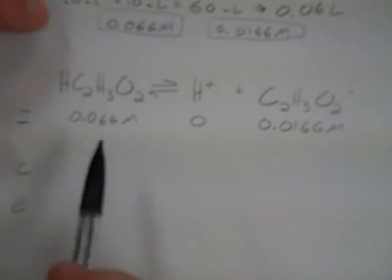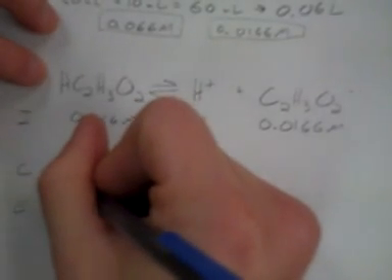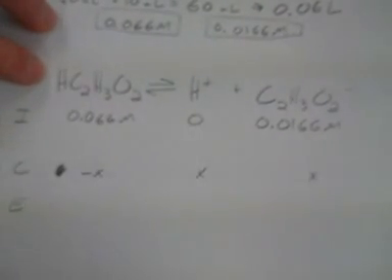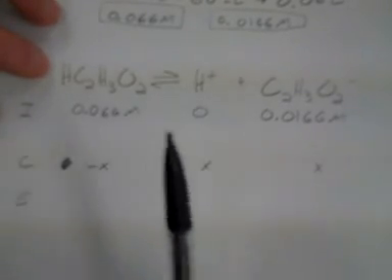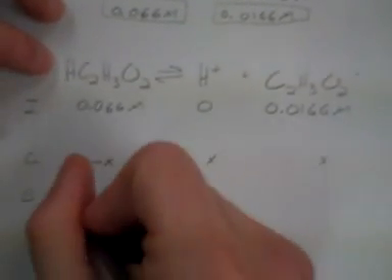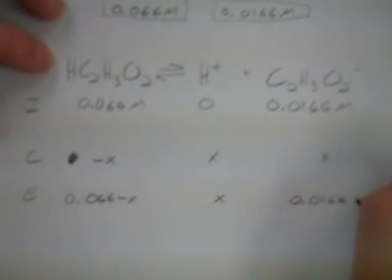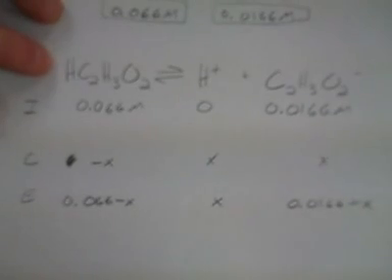Okay. So this equation, since we're adding OH minus, it's going to combine with this H, and it's going to push this to the right. So everything on the left is going to go down by X, and everything on the right is going to go up by X. And what we're going to have to do is solve for X, and that's going to give us our H plus concentration, which we can find our pH from that. So we have 0.066 minus X, X right there, and 0.0166 plus X.